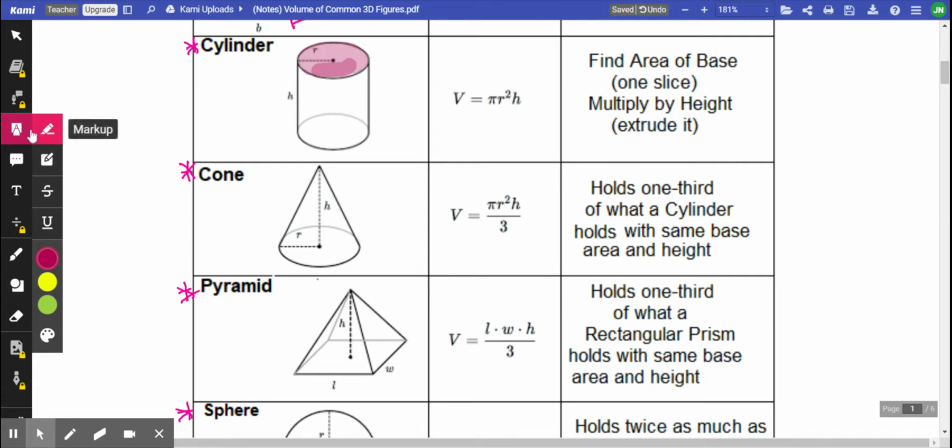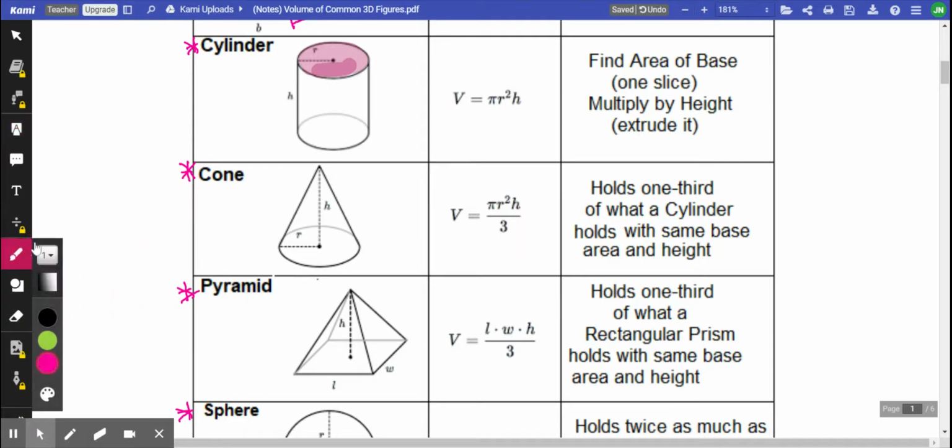And maybe you might not be able to tell me or memorize the formula for a cylinder just yet, but you know what the area formula for a circle is, right? So for a circle, the area here is pi r squared. And if you notice, this volume formula is basically pi r squared, which is one slice, multiplied by how deep this cylinder goes, which is the height.